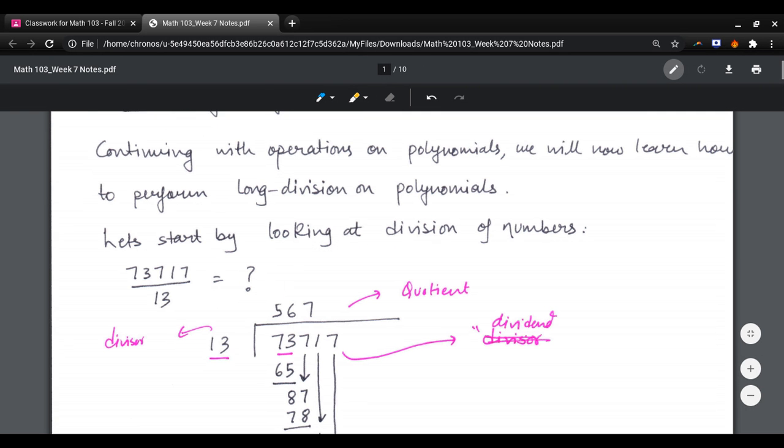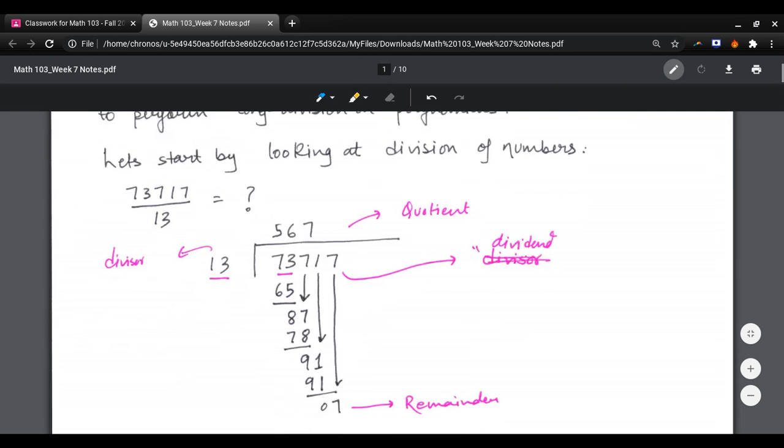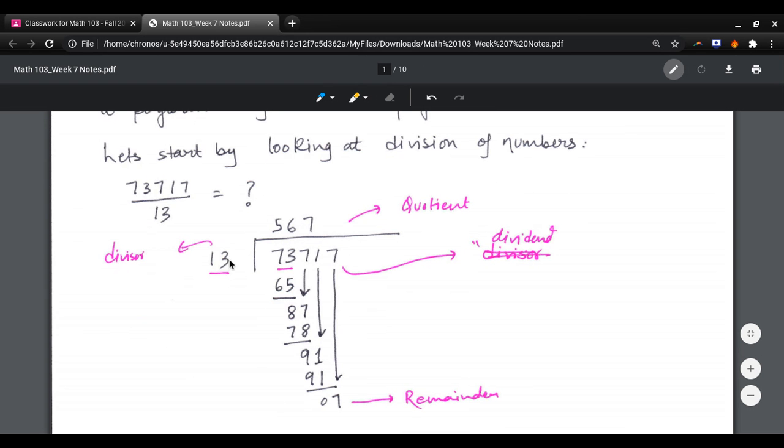So for example, 73,717 divided by 13. The idea here is you look at 13, you look at the first two numbers, 73, and you see how many times 13 goes into 73, and that's 5. Now 13 times 5 gives you 65, and you subtract, you get an 8. You drop down the next digit, which is 7, and you repeat the process until you're left with a number that is less than 13.